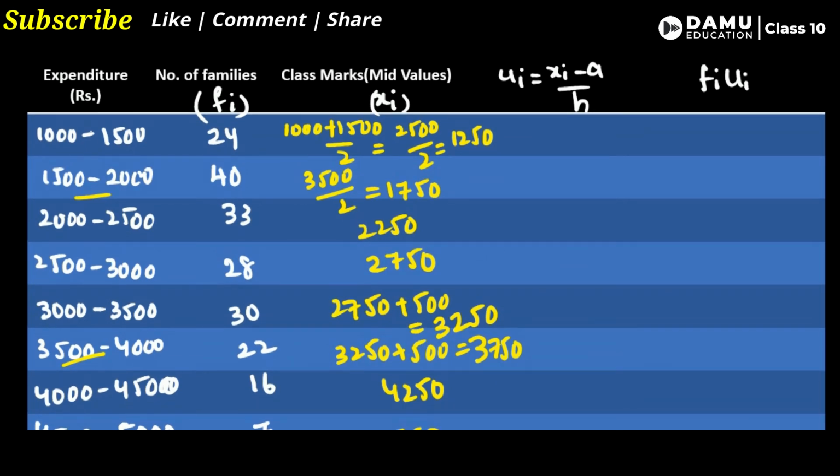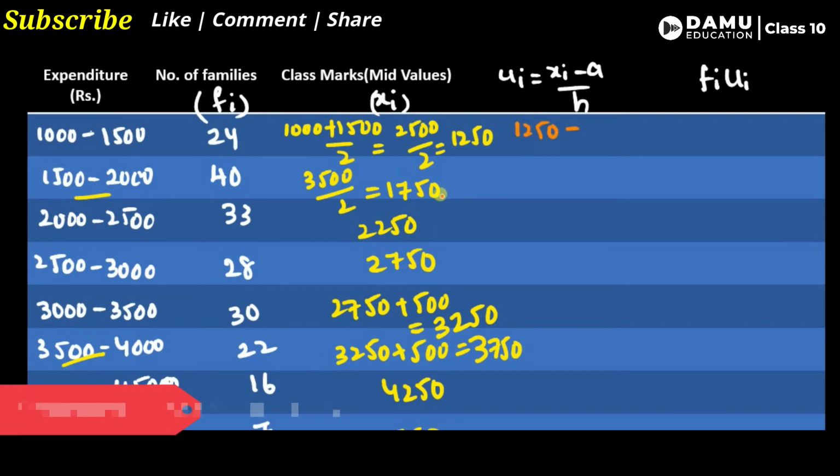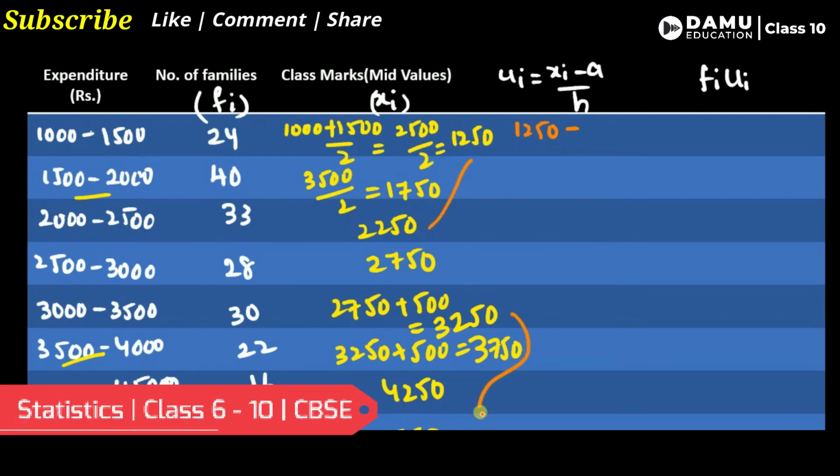Let's find out ui, the step deviation values. ui is nothing but xi minus the assumed mean, by h. Let's take 2750 as the assumed mean, and h is 500. So 1250 minus 2750 is minus 1500, divided by 500. After cancellation, we get minus 3.